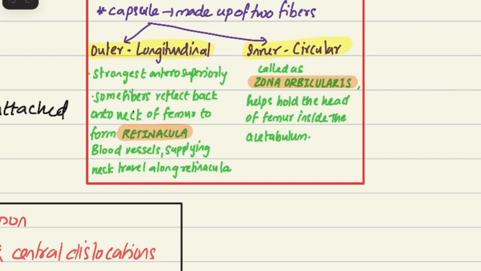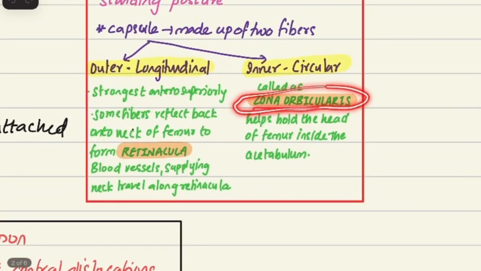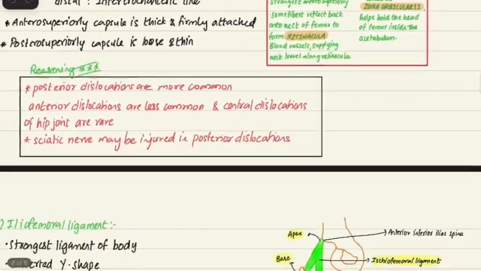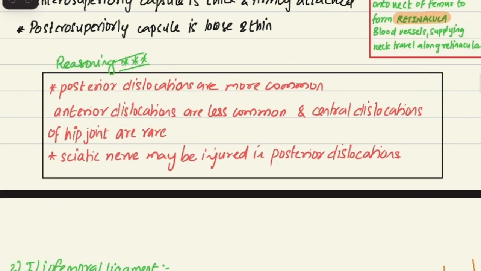Okay, so longitudinal fibers form retinacula, and this retinacula helps in the transmission of blood vessels which supply the neck of femur. And the inner circular fibers are called the zona orbicularis. Very important MCQ, zona orbicularis. The zona orbicularis helps hold the head of femur inside the acetabulum. It helps in maintaining the position of the femur. Okay, next, one more important note or box. Posterior dislocations are more common. Why?